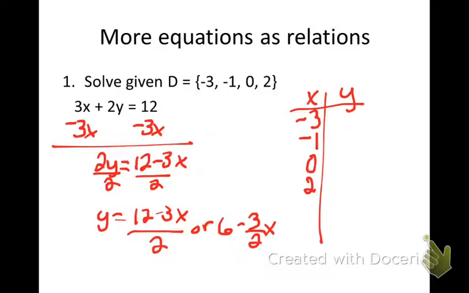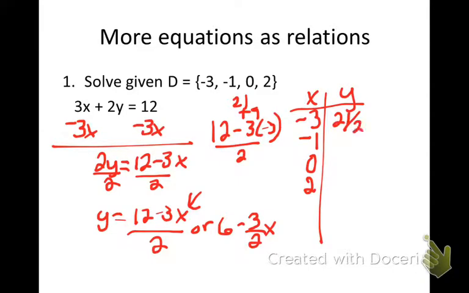Probably easier if we put it in this first one because we are going to get fractions here and it'll probably be easier. So if I put it in this first equation right here, it's going to become 12 minus 3 times -3 all over 2. Well, this is going to become plus 9. 12 plus 9 is 21. So this would be 21 over 2.